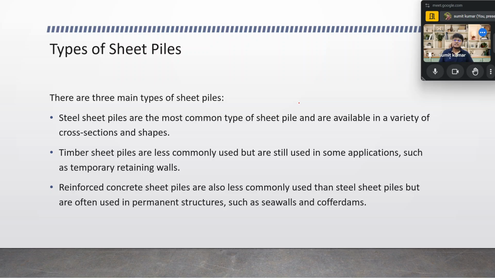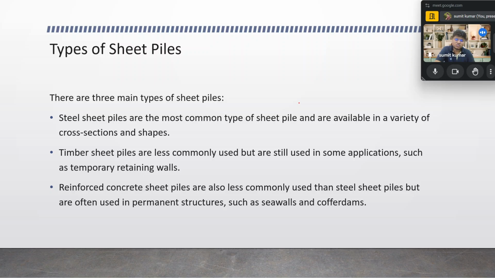The next one is timber sheet piles, which are less commonly used because they are normally used for temporary structures. As I have said earlier, during construction in small towns, steel sheet piles were found to be more costly, so they used timber sheet piles for the temporary structure.